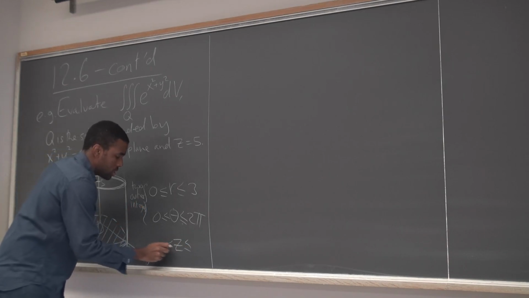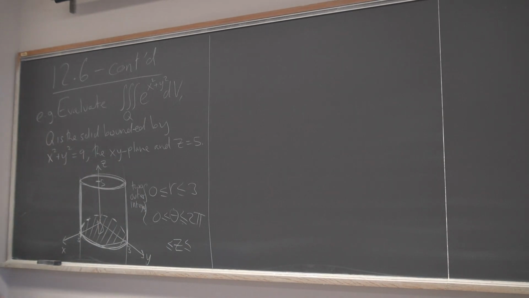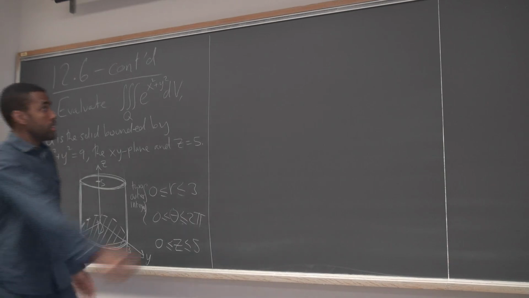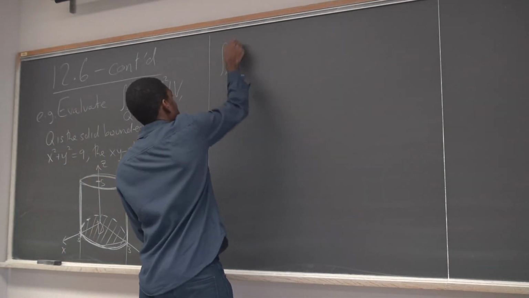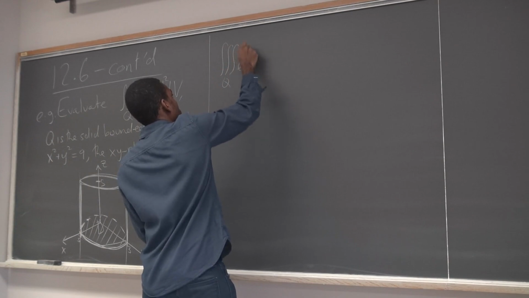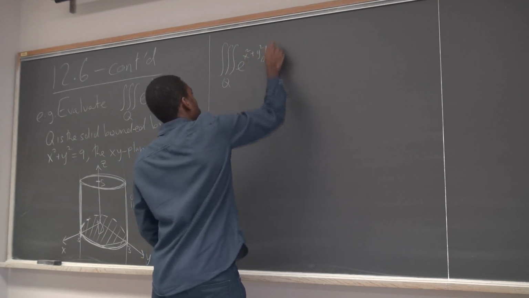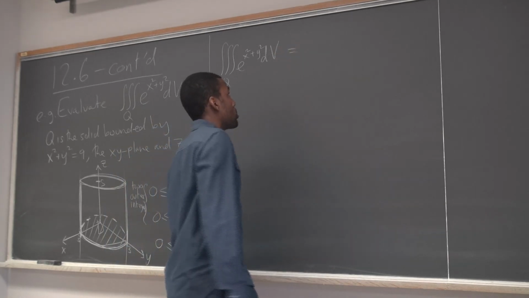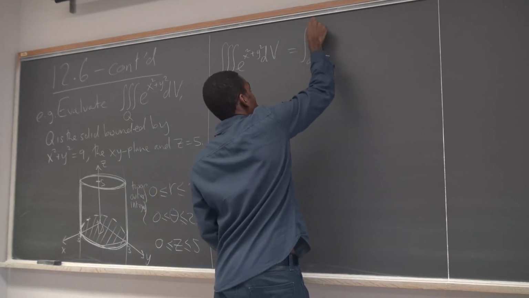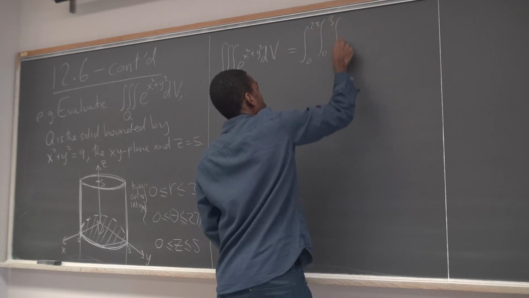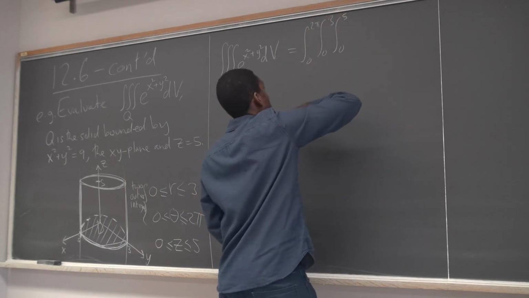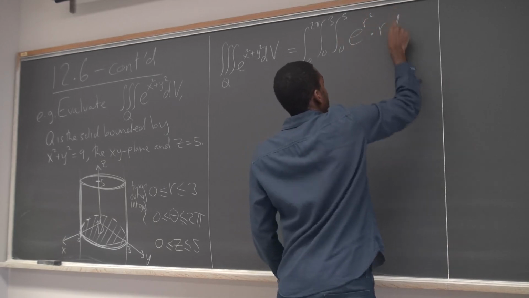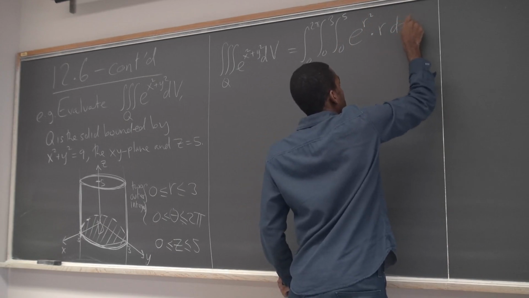The inner integral is z, which is what? 0 to 5. 0 is the xy plane, 5 is the top surface, bottom surface. So this means the triple integral of e to the x squared plus y squared, which we can integrate with respect to x or y, by the way, is equal to the integral from 0 to 2 pi, 0 to 3, 0 to 5, of e to the r squared times r dz dr d theta.